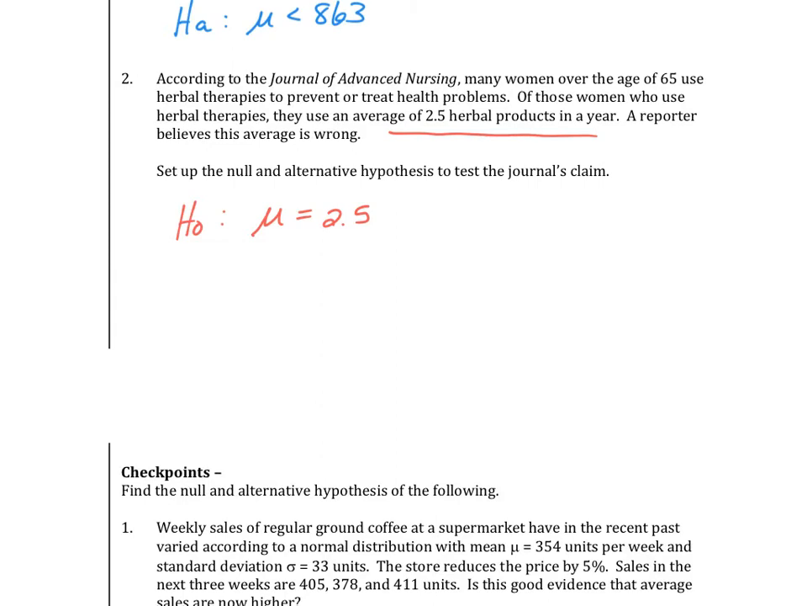The alternative hypothesis comes from this reporter. The reporter believes this is wrong. That's an alternative hypothesis. So this means they don't believe it's bigger than, and they're not saying it's less than. They're just saying it's not 2.5. So they're saying it's not equal to 2.5. That's the alternative. They tell you the average is 2.5. The reporter says, I don't think that's true. So the alternative hypothesis is not equal to 2.5.